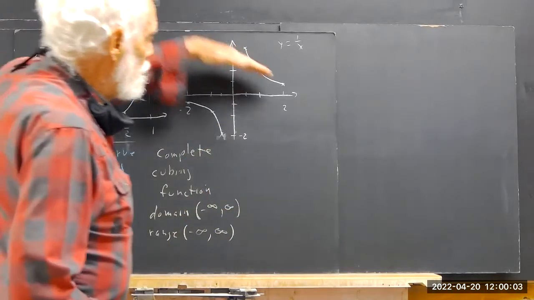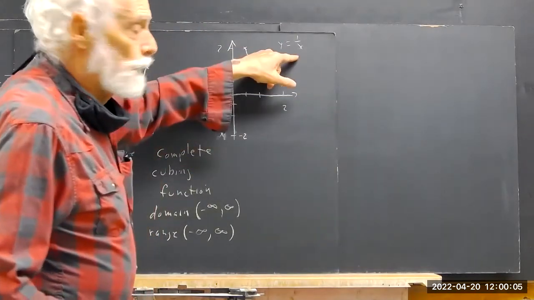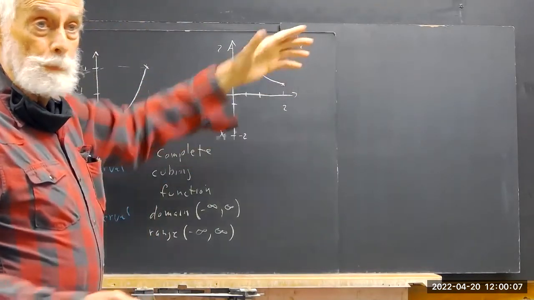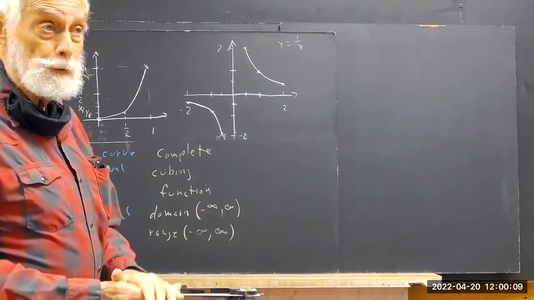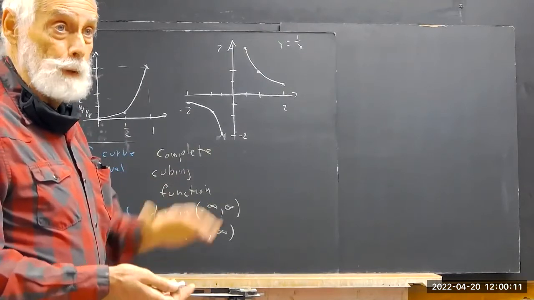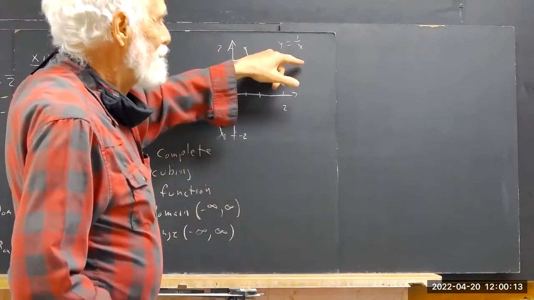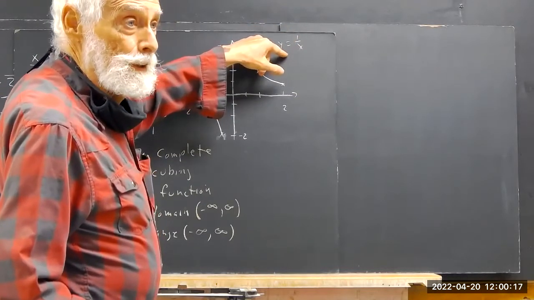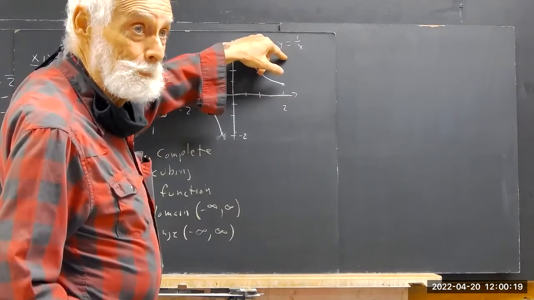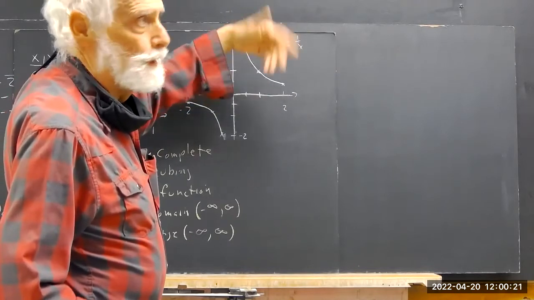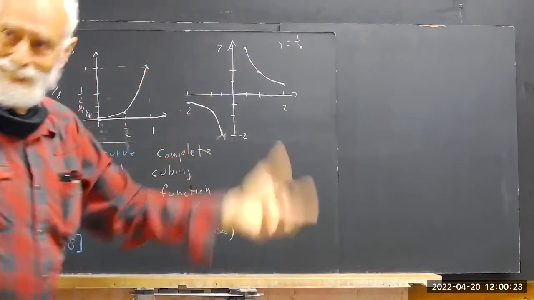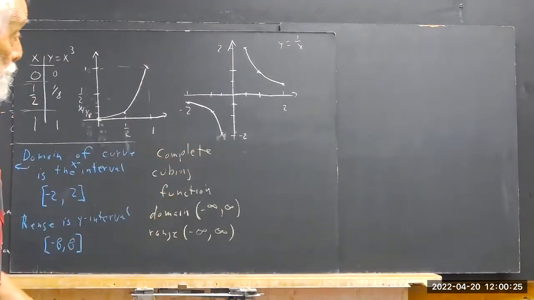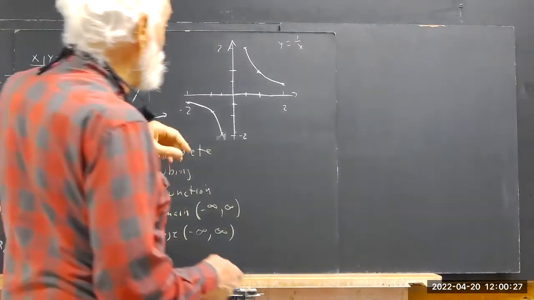Also, if you keep going this way, 1 over x, you keep dividing 1 by a bigger and bigger number, you get a smaller and smaller fraction. The bigger x is, the smaller this fraction is. 1 over 100 is a lot smaller than 1 over a million. It's a lot bigger. 1 over a million is a lot smaller than 1 over 100. Okay, don't quote me on that.